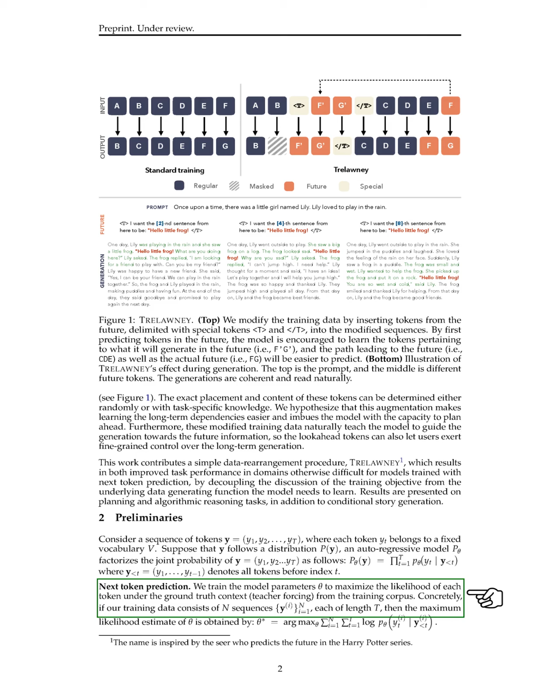If our training data consists of multiple sequences, we estimate the model parameters by maximizing the sum of the log probabilities of each token. At inference, the model predicts the next token by either sampling or selecting the most likely one based on an optional context. In a greedy approach, the next token is chosen as the one with the highest probability given the previously generated tokens.